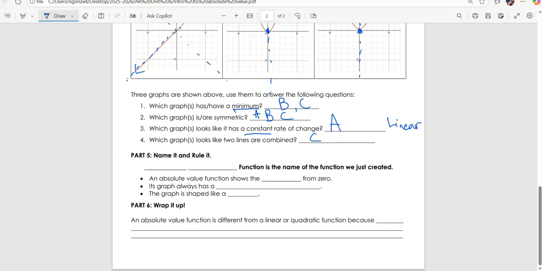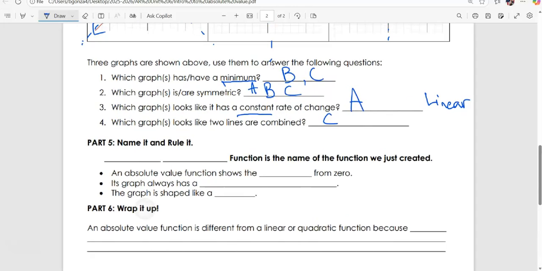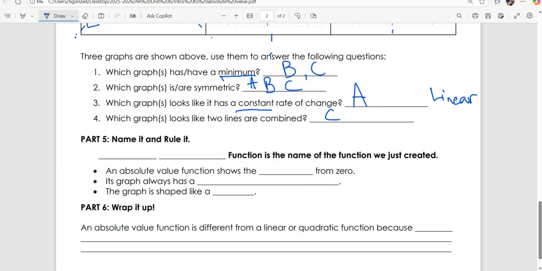All right. So we're going to name this thing. There's a name for the V shape, okay? And I want you to think of it like with some eyeballs. Does this look like a very happy face or a very sad face? It looks like it's absolutely happy. So we call this the absolute value. Absolute value function.